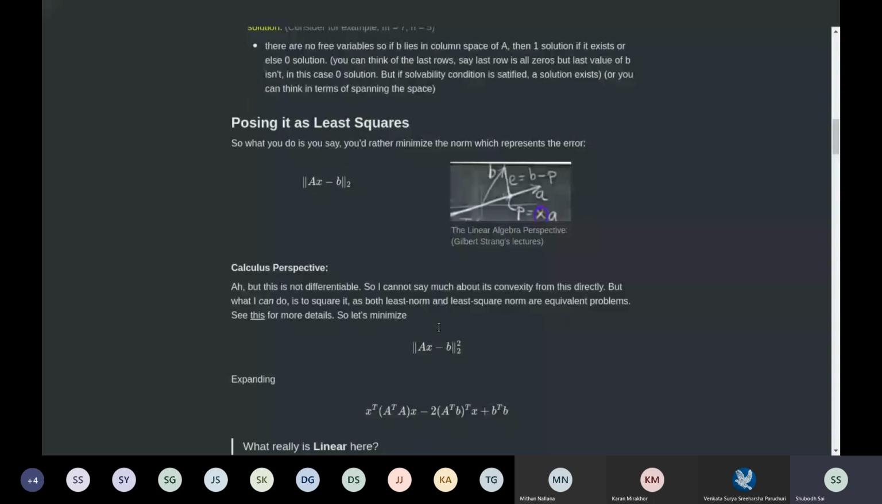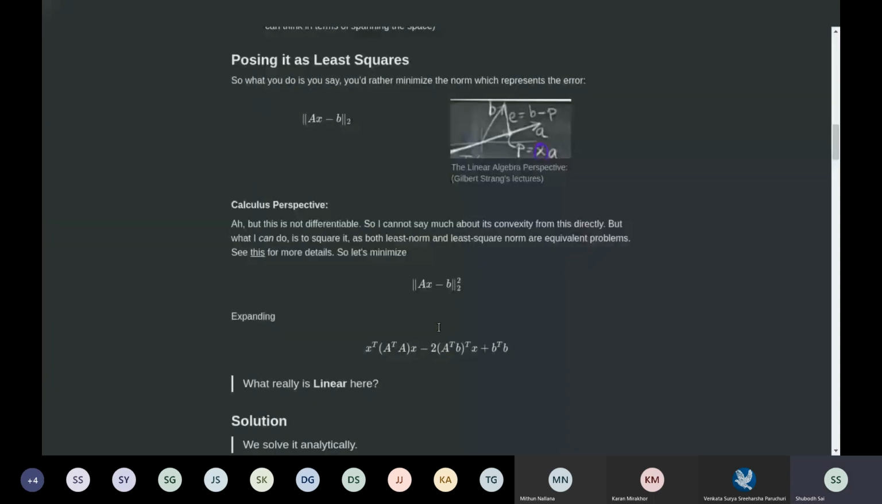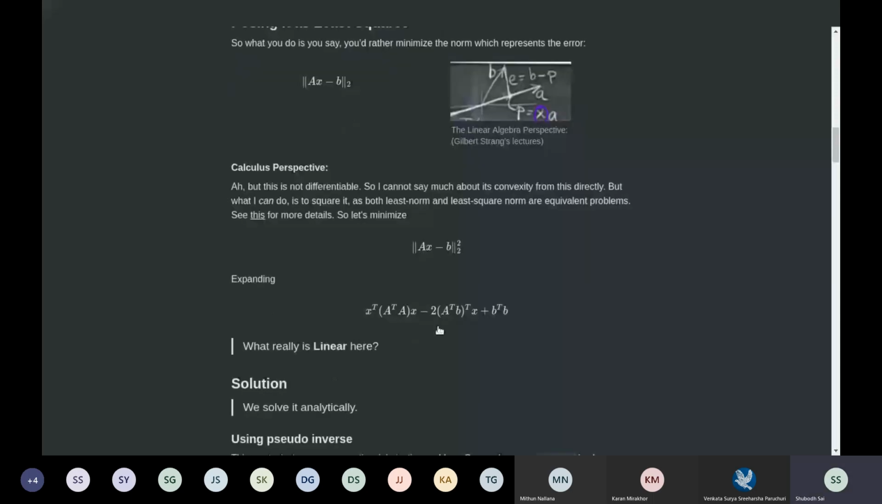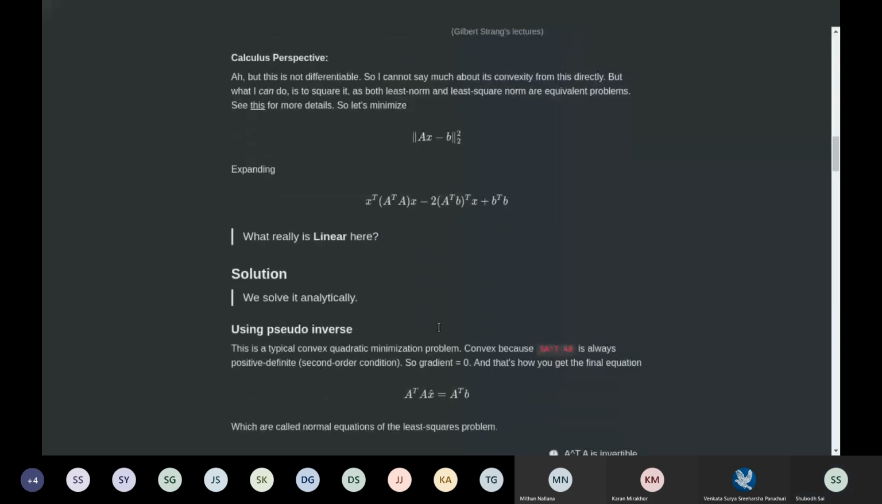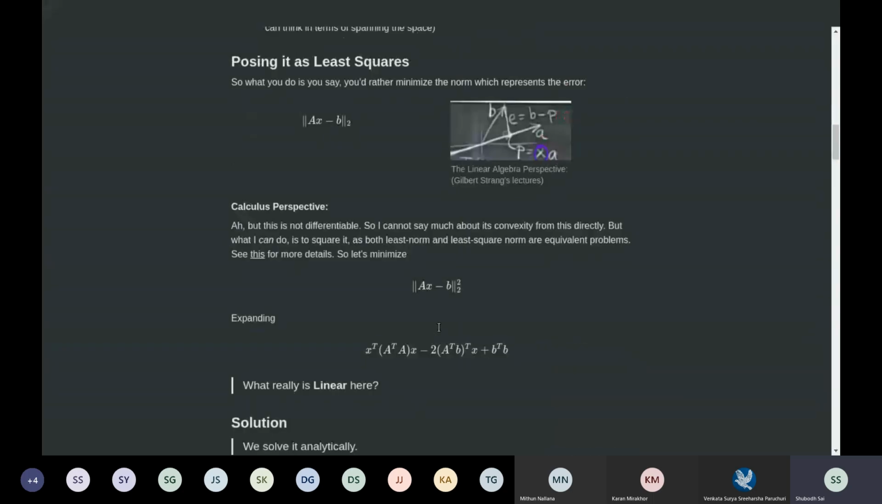And the calculus perspective would be, firstly, this norm is not differentiable, so you cannot say anything about its convexity. So you square it. For this particular problem, least norm or least square norm are equivalent problems. So you square it, and it becomes a linear least squares. So I was asking, why is it linear? It is because Ax minus b is a linear function.